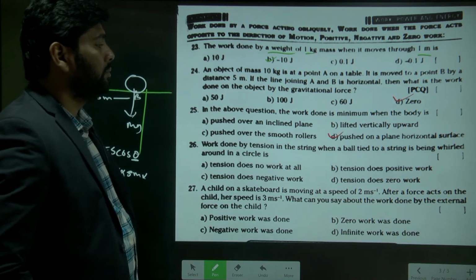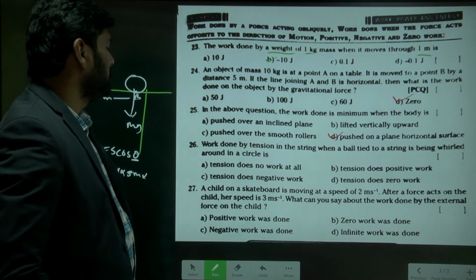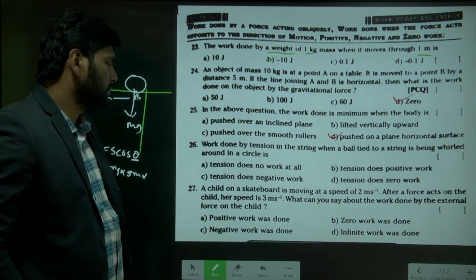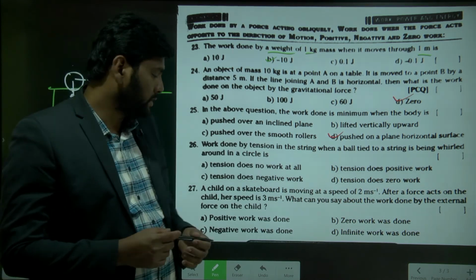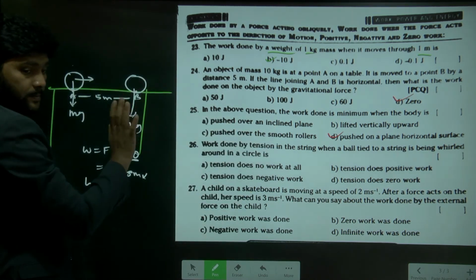Next, 26th: work done by tension in the string when a ball tied to a string is whirled around in a circle is work done by the tension. See, let me take an object. Can I take this out? Yes, sir.